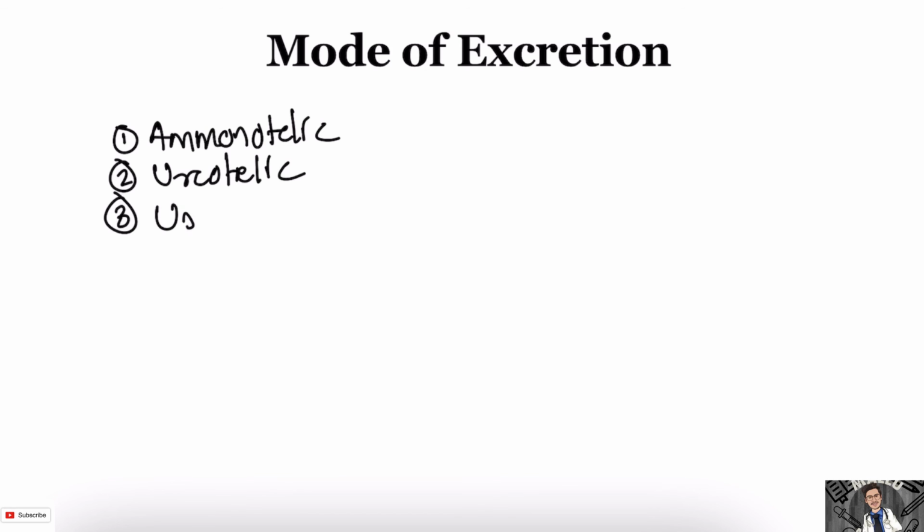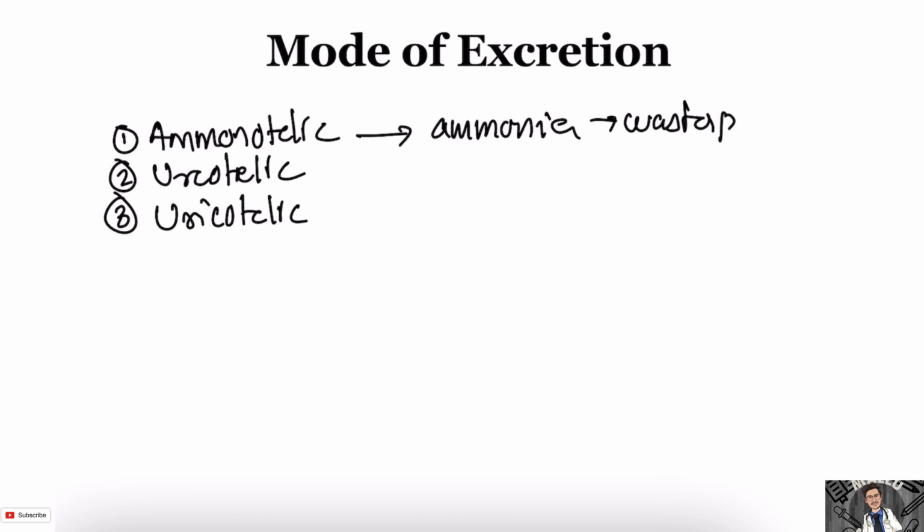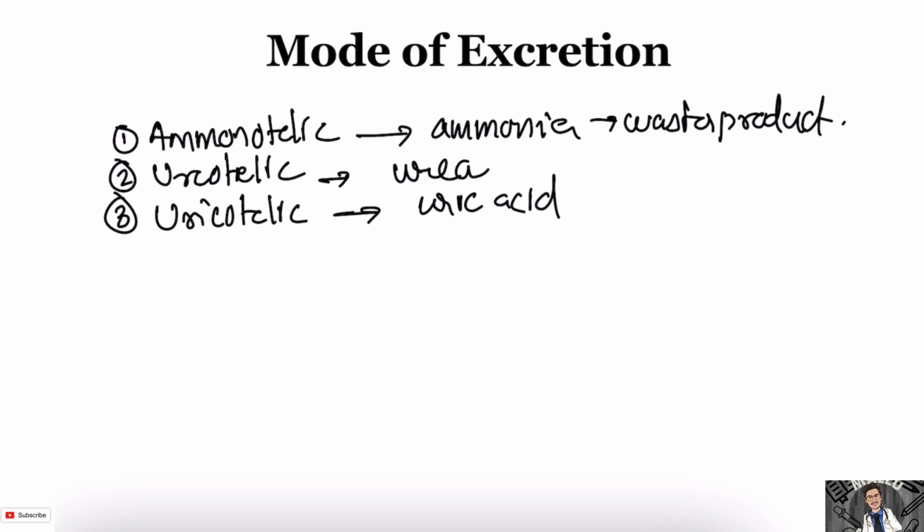And then we have based on the mode of excretion. We have three types of organisms. They are either ammonotelic or ureotelic or uricotelic. So what are these? Those animals which secrete ammonia as their waste product are called as what? Ammonotelic organism. Now ureotelic are those organisms which secrete urea as their waste product, and uricotelic are those organisms which secrete uric acid as their excretory product.